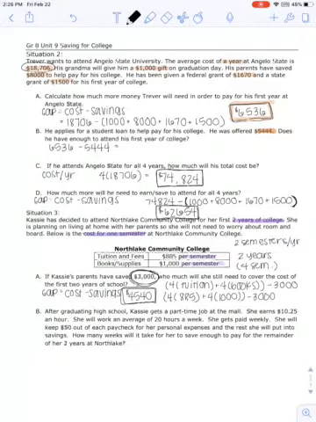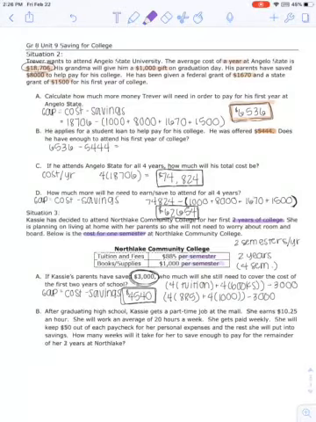Okay, now let's look at part B. After graduating high school, Cassie gets a part-time job at the mall. Now stick with me, it's about to be a lot of information. She earns $10.25 an hour. She will work an average of 20 hours a week, and she gets paid weekly. She will keep $50 out of each paycheck for her personal expenses, and the rest she will put into savings. How many weeks will it take for her to save enough to pay for the remainder of her 2 years at Northlake? So, there's a lot of information.